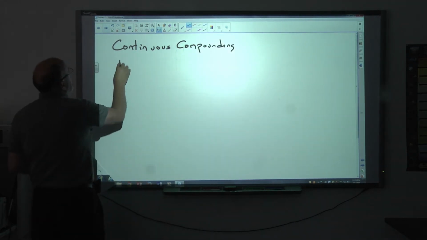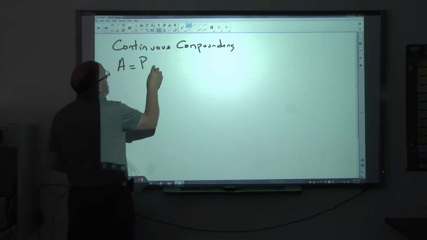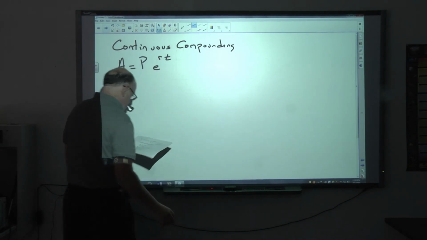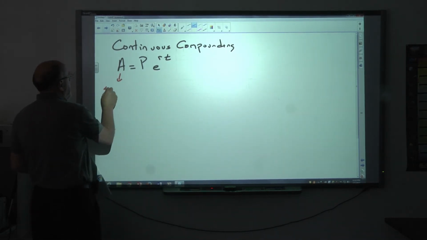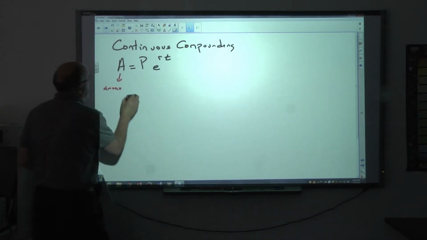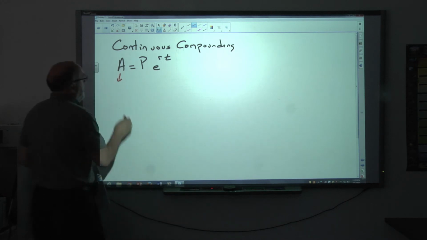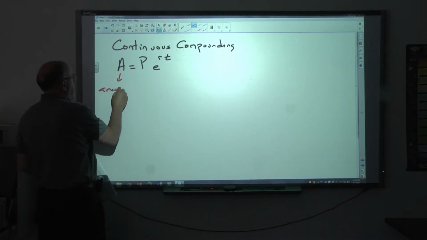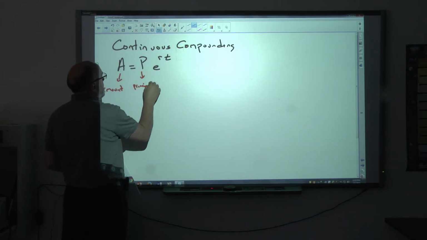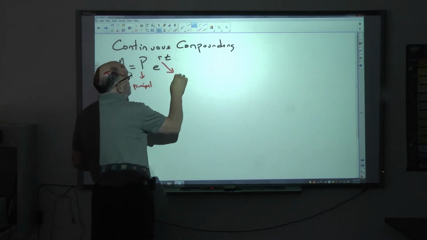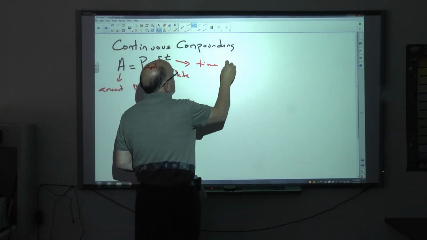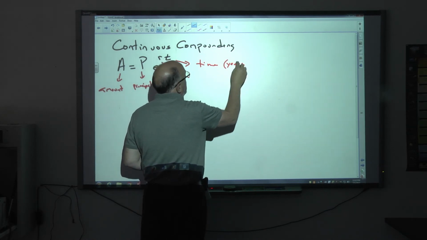Given by A equals P E R T. So A again is the amount. How much money you got? The amount of money you have in the account. P is the principal. How much money did you put into the account? R is the rate. And then T is the time. And again, this would be in terms of years, right?